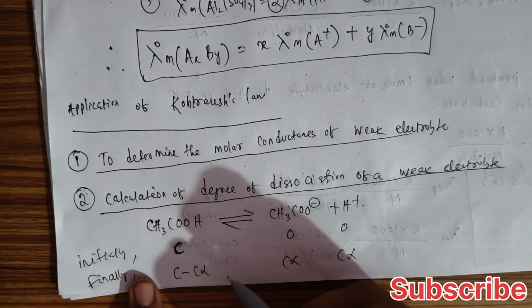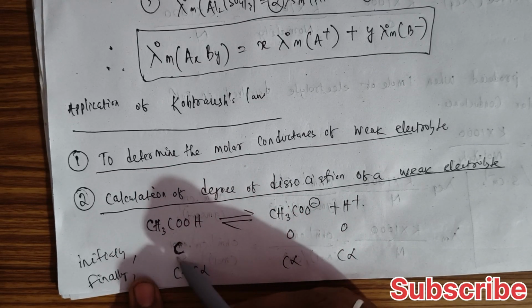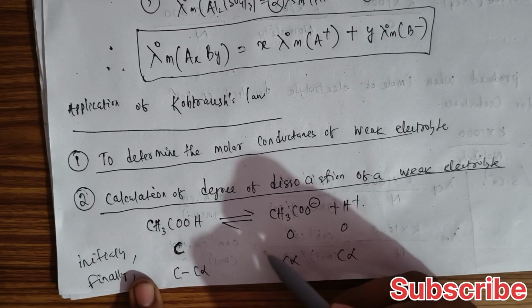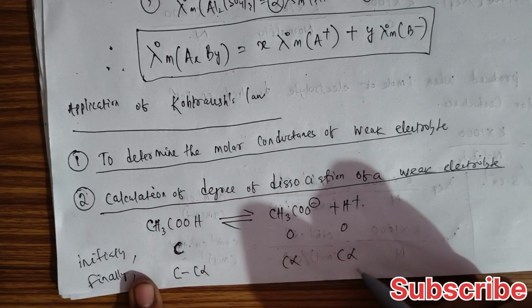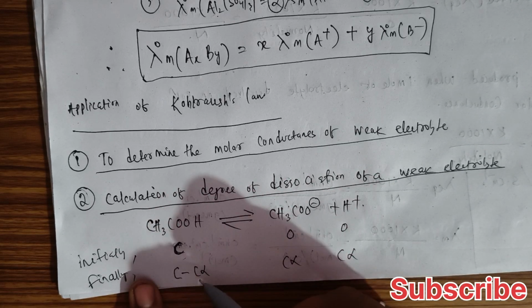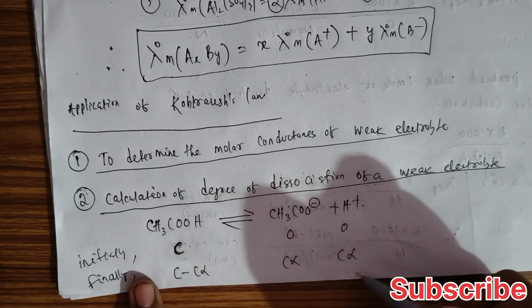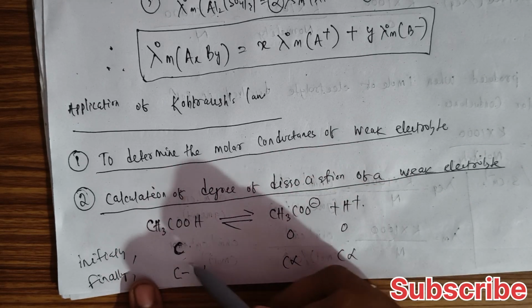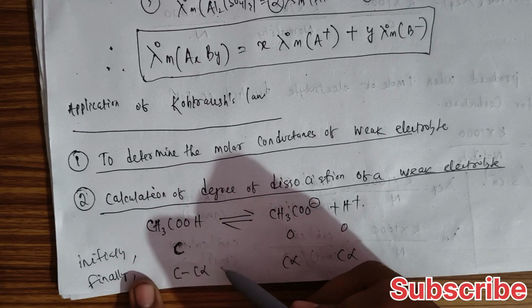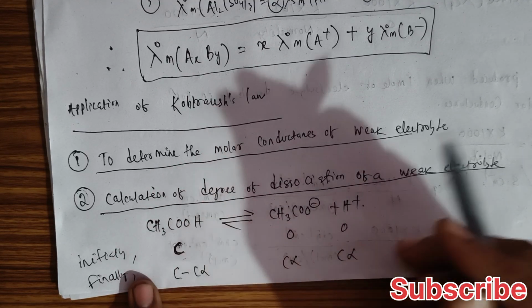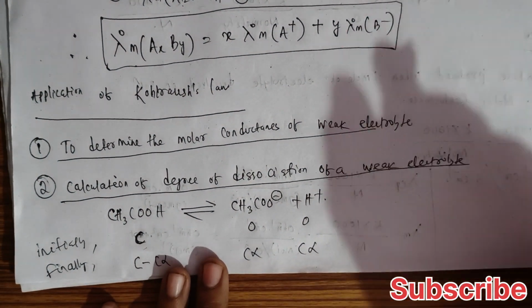That means if 3 molecules are present and 2 molecules dissociate, then 3 minus 2 is equal to 1. These are the molecules which are dissociated, and these are the molecules which remain in the solution, not dissociated. I hope you are clearly getting my point.